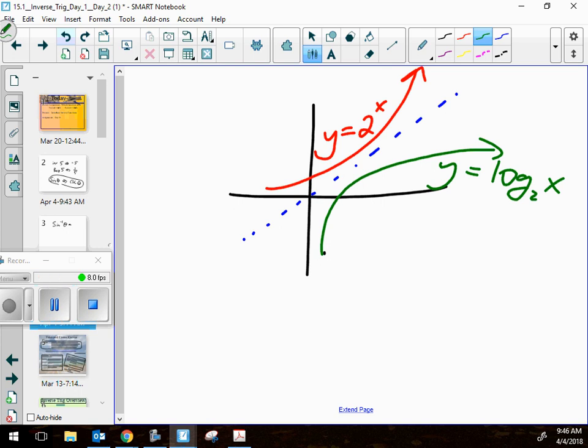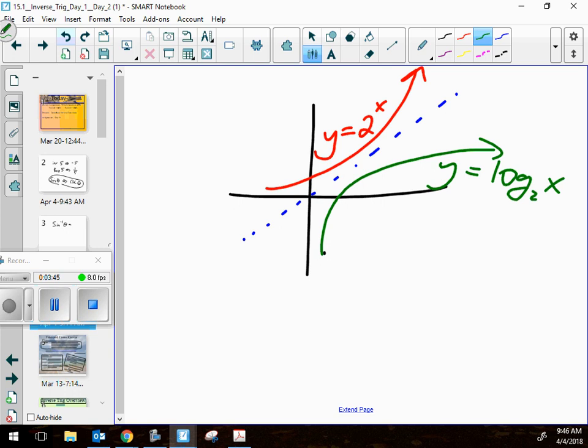Okay, so those two are what of each other? Reciprocals or inverses? It's a big difference. How many think it's reciprocal? How many think it's inverse? All right, more people at least were on the inverse side. That's good, because they're inverses.